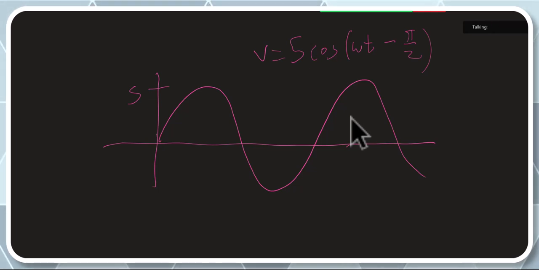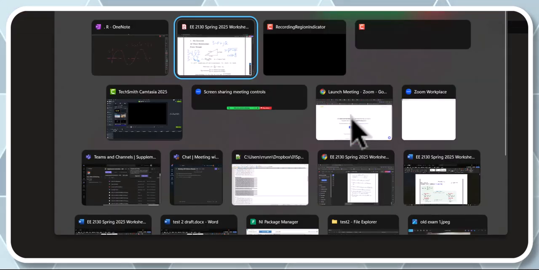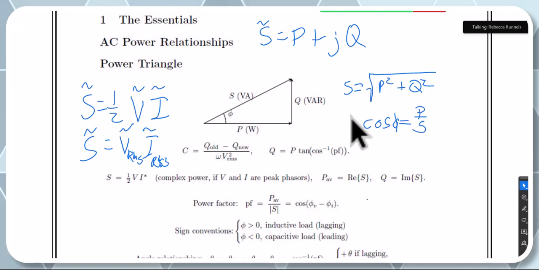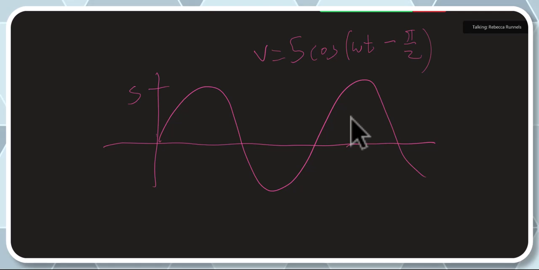Okay, so what is the maximum voltage? 5. What is the amplitude of that voltage? 5. What is the magnitude of that voltage? 5. They're all the same. Got it. Yep. So the answer to your question, peak, yes, it is the magnitude of the phasor, because when we write this as a phasor, we write this as 5 angle negative pi over 2, or negative 90 degrees.